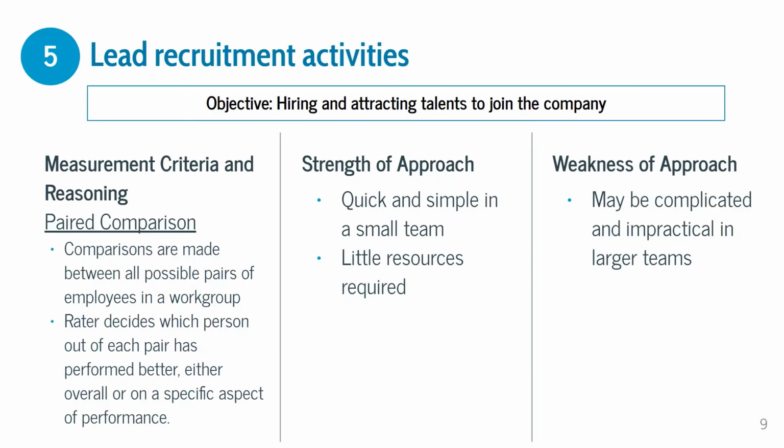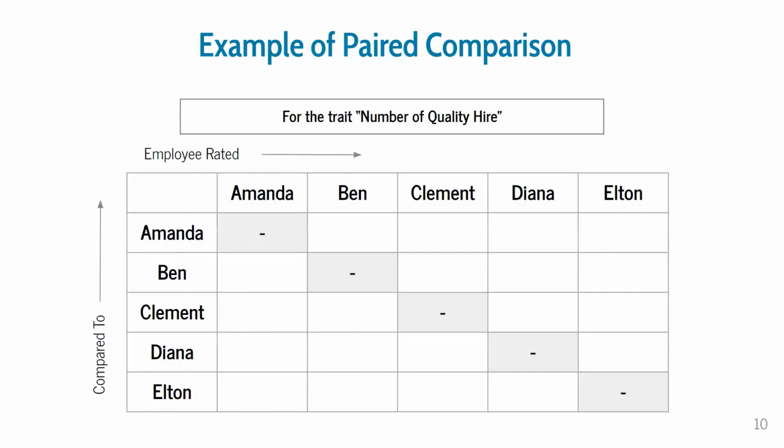The strength of the approach is that it is quick and simple in small teams, and little resource is required. However, it may be complicated and impractical in larger teams. Here's an example of the paired comparison, and this is for the trait of number of quality hires, and the employees are rated among each other. So there are 5 employees shown here: Amanda, Ben, Clement, Deanna, Anton, and they will be compared with each other.